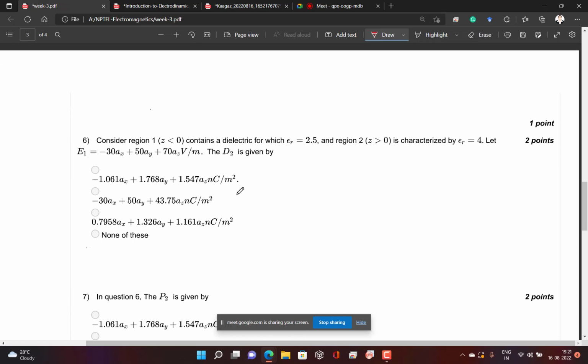Now question number 6. It says consider region 1, Z less than 0, contains a dielectric for which epsilon r is equal to 2.5, and region 2, Z greater than 0, is characterized by epsilon r equal to 4. Let E1 equal minus 30 AX plus 50 AY plus 70 AZ volts per meter. The D2 is given by. Okay, so this is the question.